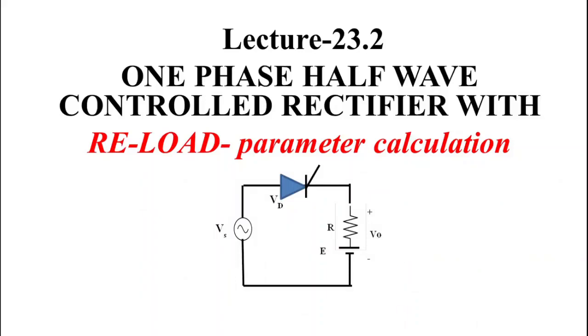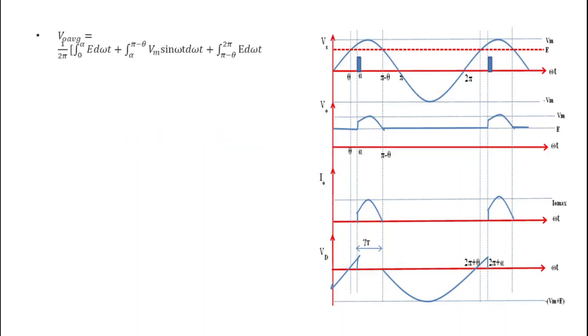This is the second part of lecture number 23, and in this lecture we will study parameter calculation of a single-phase half wave controlled rectifier with RE load. So first, start with the average output voltage, V naught average.